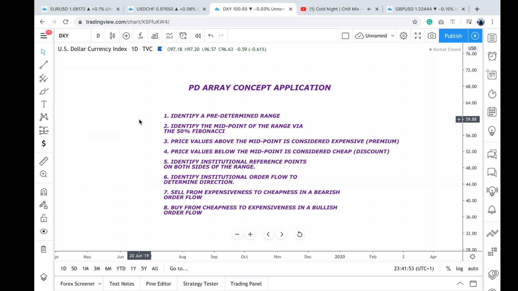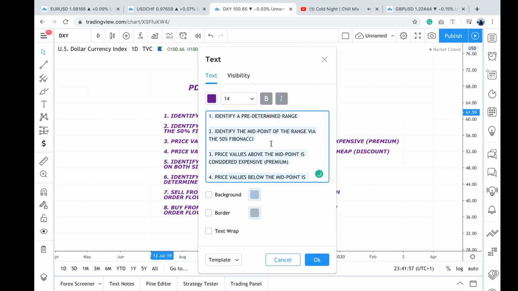Okay, so let me actually, I forgot to place this. So let's see. That is okay. So that is an equilibrium price range, meaning that is the midpoint of that price range. Equilibrium midpoint.